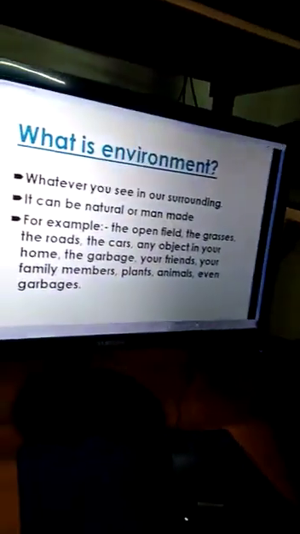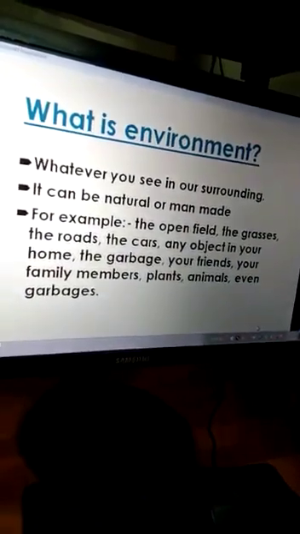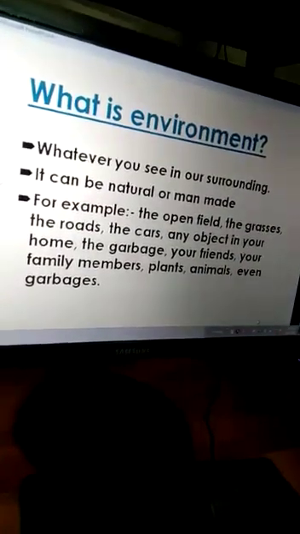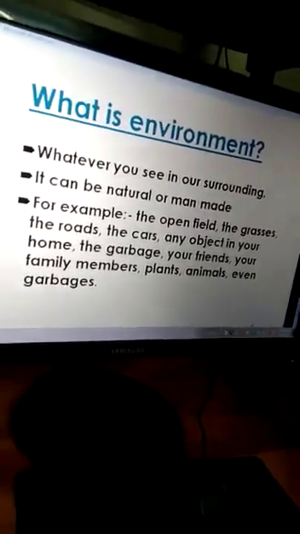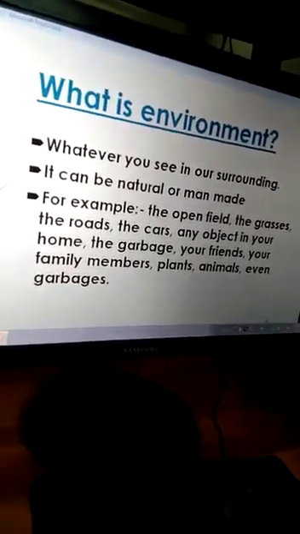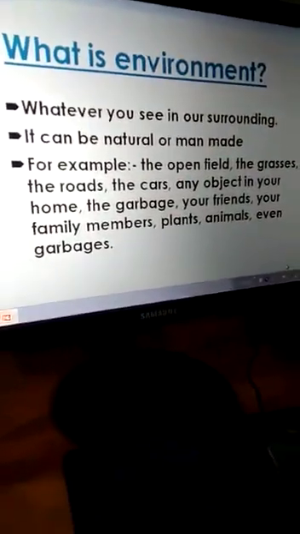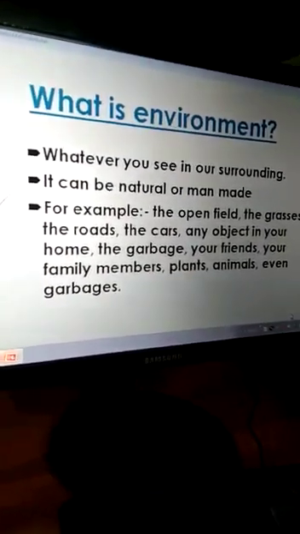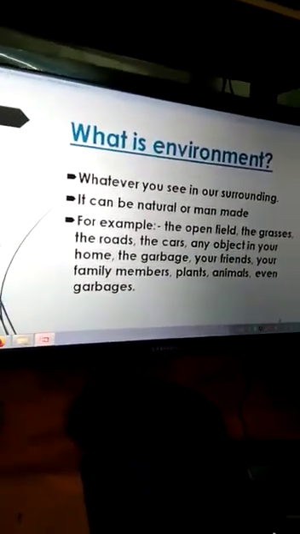Now let me discuss the different components of environment. Before that, let me ask you, what is environment? Each and everything which you see in our surrounding. Already I told you before, that is environment. It can be anything. It can be the open field, the roads, the bridges, even suppose you are at home, your family members, your study table, each and everything. It can be natural, it can be artificial, it can be biotic, it can be abiotic. Each and everything will be included in our environment, whatever is there in our surrounding.